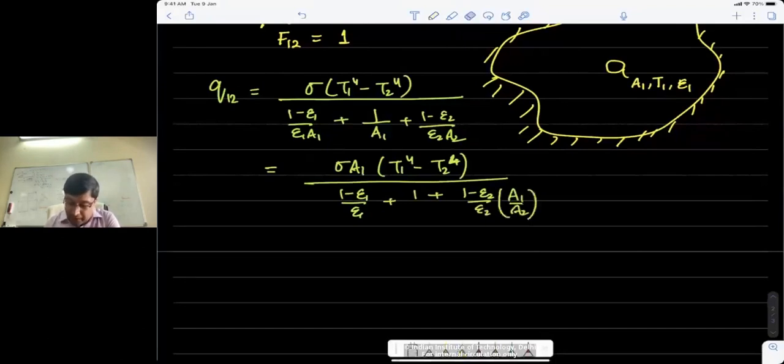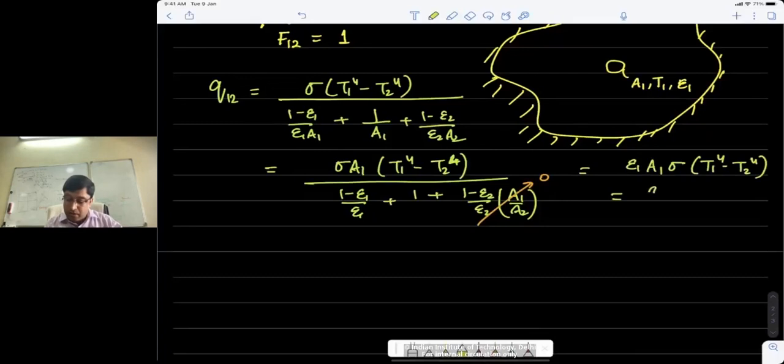So in the limit that A1 by A2 is very small, this term goes to 0, or we can ignore it. (1 minus epsilon 1) by epsilon 1 plus 1 becomes just 1 by epsilon 1. So what we get is epsilon 1 A1 sigma (T1^4 minus T2^4), which is something that I'm hoping you have used very commonly.